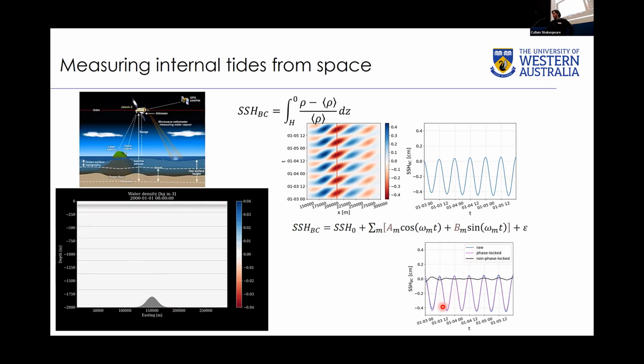So the satellite doesn't measure everything. It only measures what is explained by this term here, and that's what is called the phase-locked signal. The residual, which is quite small in this case because it's an idealized run, is the non-phase-locked signal. Basically, I'm going to show that the differences between the Southern Ocean and the tropics are due to how much of the signal is phase-locked versus non-phase-locked.